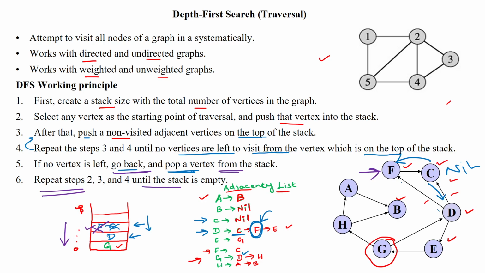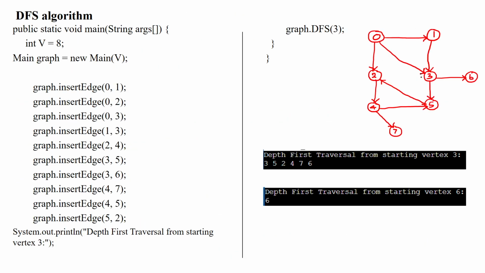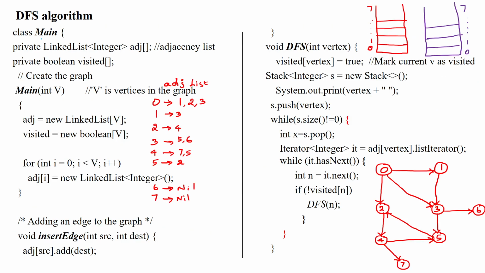Now we will see the program using Java. Here a graph is created with 8 vertices. For these 8 vertices we will create the adjacency list. We have the class containing the main method. Here there is a linked list with the variable adj as an array. We also have a boolean variable visited, either true or false. For this we are passing the 8 vertices, and for these 8 vertices we create the linked list.